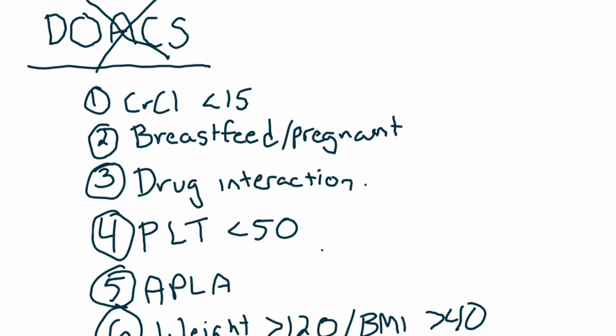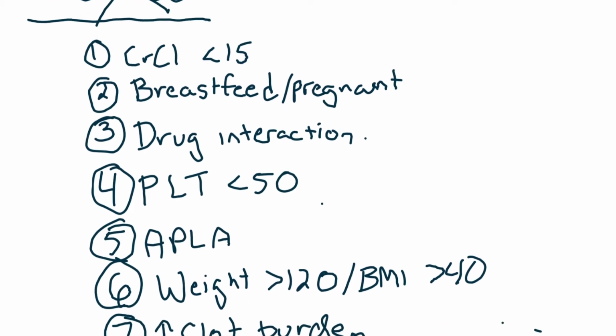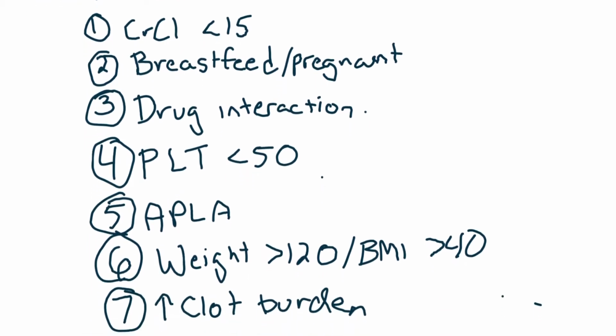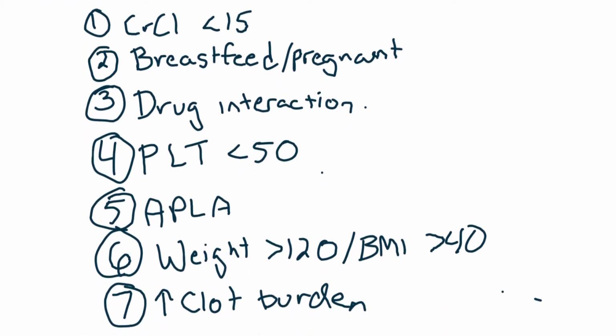So before we start, we're going to go over indications where we wouldn't use a DOAC. The first is we should exercise caution if the creatinine clearance is less than 15. In patients who are breastfeeding or pregnant, DOACs haven't been studied. If there's drug interactions, DOACs should be used with caution. Some common interactions would be chemotherapies and anti-epileptic medications.